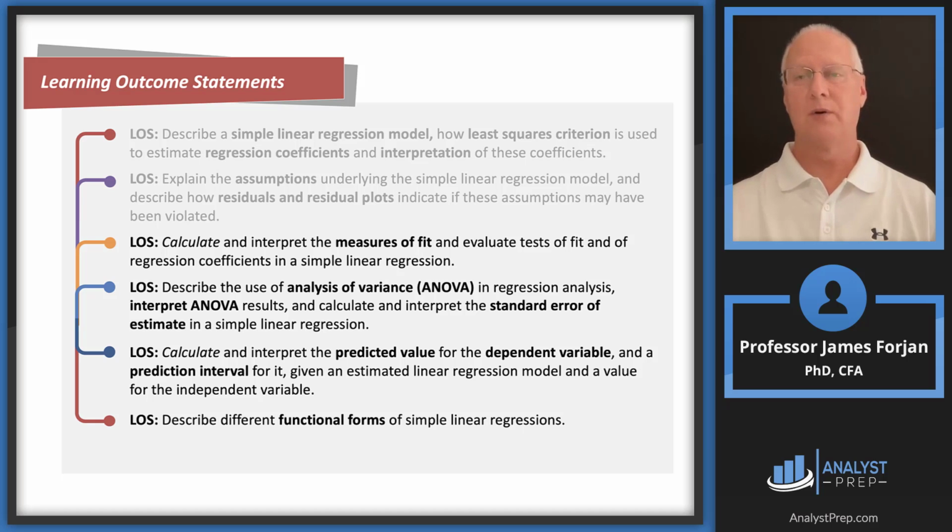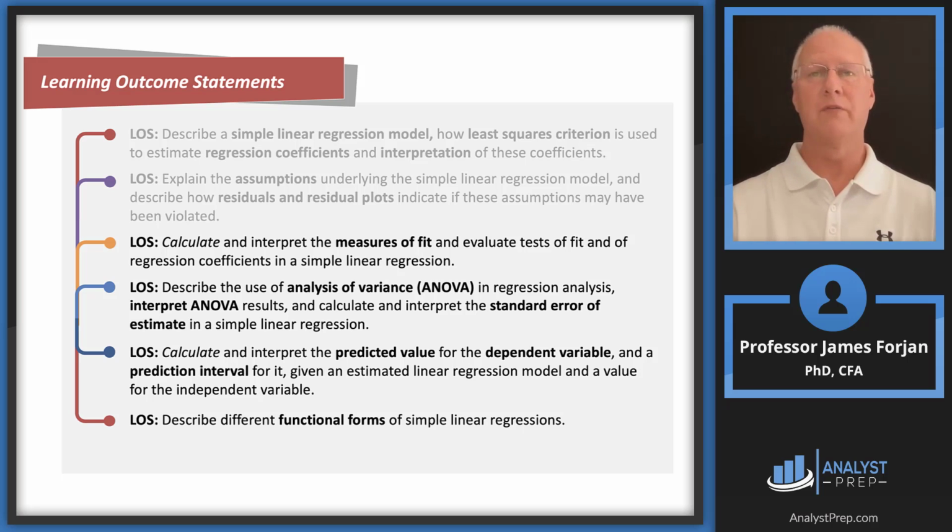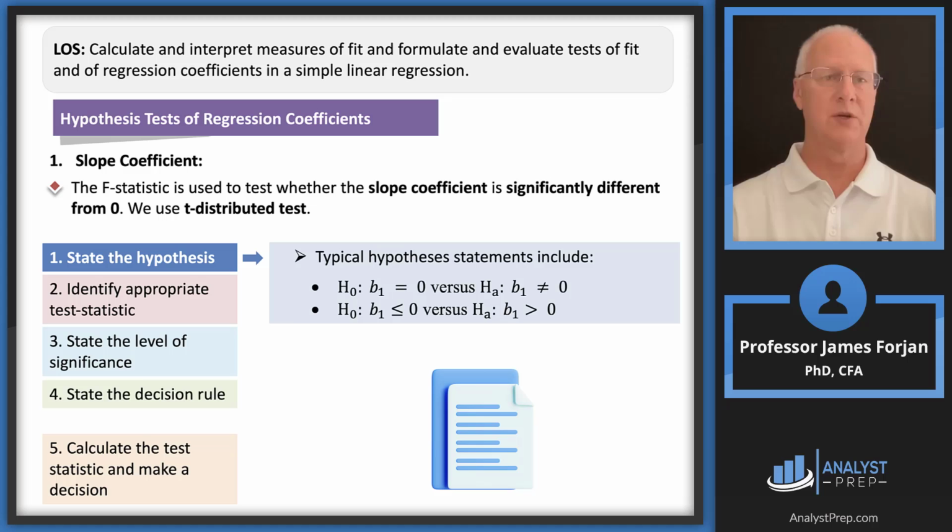We're going to move on to essentially some hypothesis testing here on the coefficients that are produced by the regression model. We'll talk about the intercept, we'll talk about the slope coefficient, then we'll move on to an analysis of variance, and then we'll end with a brief discussion on some different functional forms. So let's get right to it. Hypothesis tests of the regression coefficients.